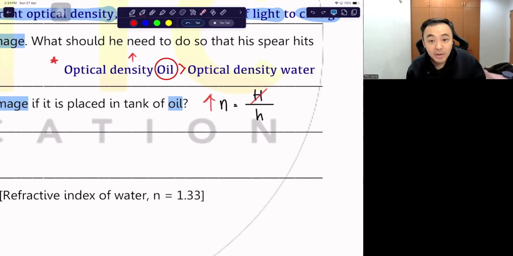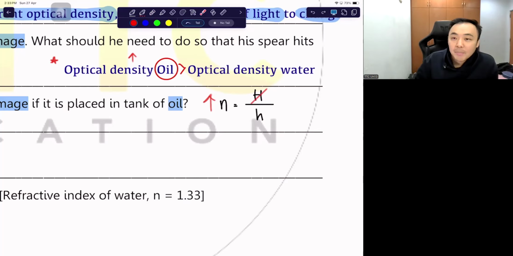Why will h decrease? Because n increases, right? And how come n increases? You give them the ultimate answer: because the optical density of oil is higher than the optical density of water. Again, this is different from the usual situation. Normally, if you say density, oil is actually lower, your oil floats in water. But the optical density for oil is higher because it's harder for light to go through. Imagine yourself as light, you swim through harder, right? There you go. Okay, next one.